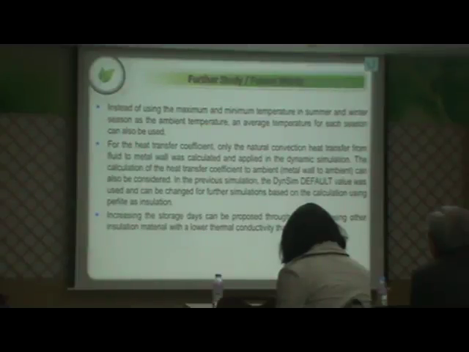And lastly, increasing the storage days can be proposed through simulation using other insulation materials with a lower thermal conductivity than that of perlite.